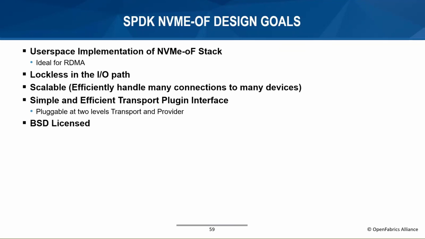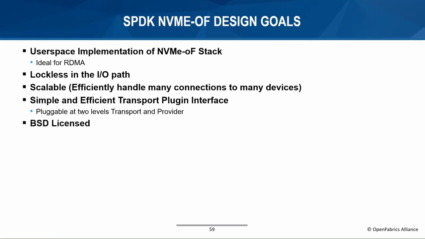Of course, since SPDK is a user space storage stack, it was ideal for NVMe over Fabrics, specifically the RDMA transport, which already allows for pinning of user space buffers and has a lot of the same design goals, limiting system call overhead and things like that. SPDK is also geared towards being completely lockless in the I/O path. When we were designing the NVMe over Fabrics module, we wanted it to be scalable, both in the number of connections that it could handle, as well as the number of both NVMe drives and network interfaces that the libraries could handle efficiently.